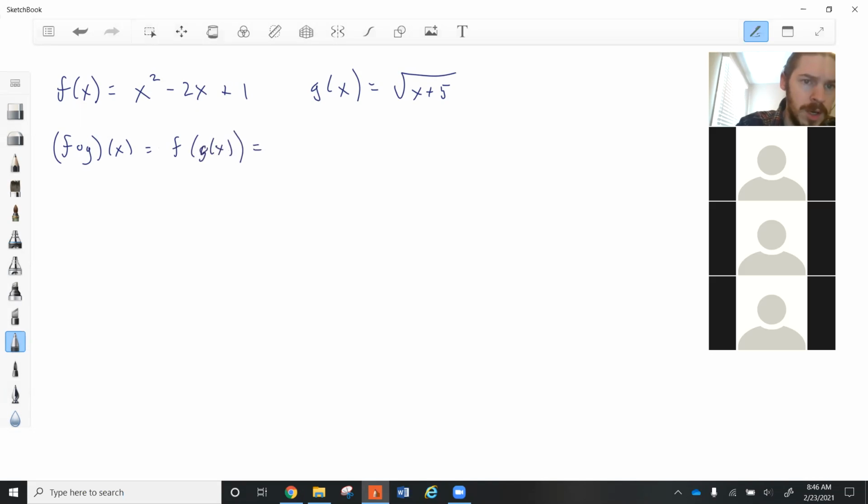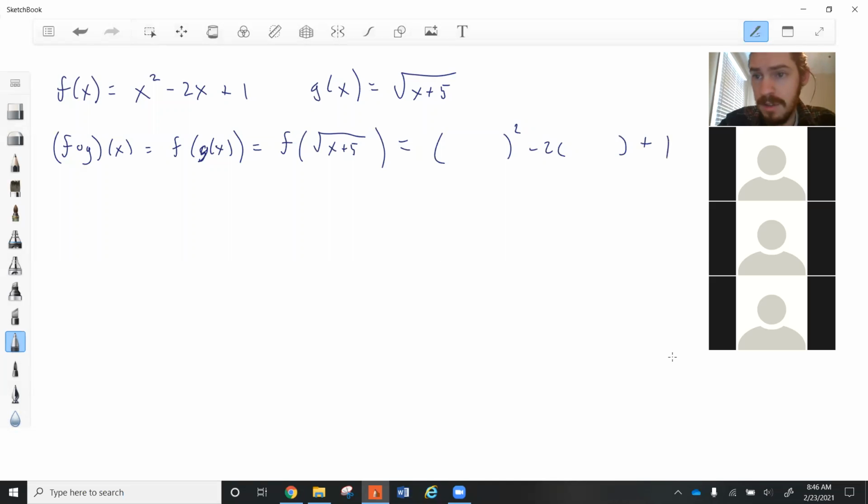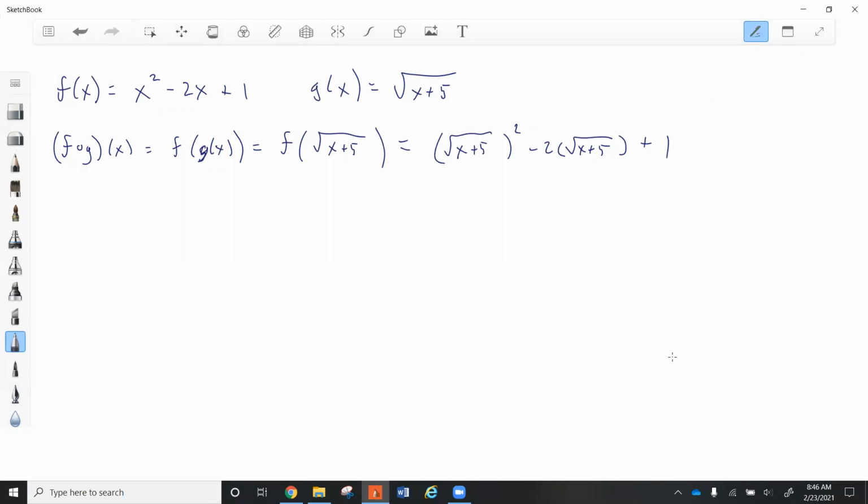So the first thing I can do here is replace the g of x with what it equals, outputs square root of x plus 5, right? And now I can write out my f function with a blank in place of where the x is, like that, x squared minus 2x plus 1, or blank squared minus 2 blank plus 1. Now I'm going to fill in that blank with this square root of x plus 5, like that.